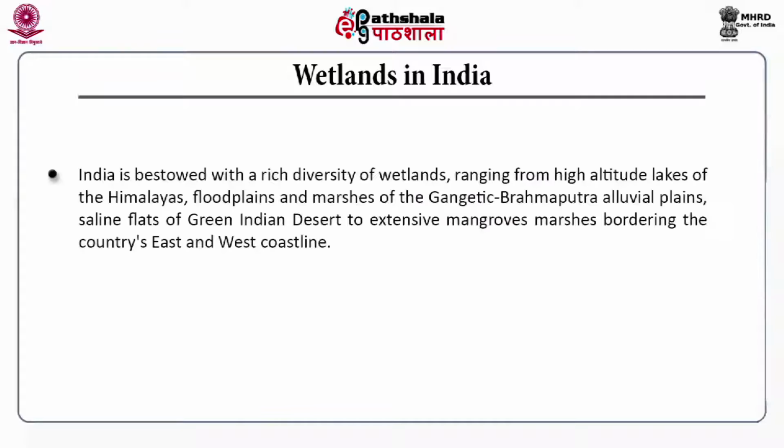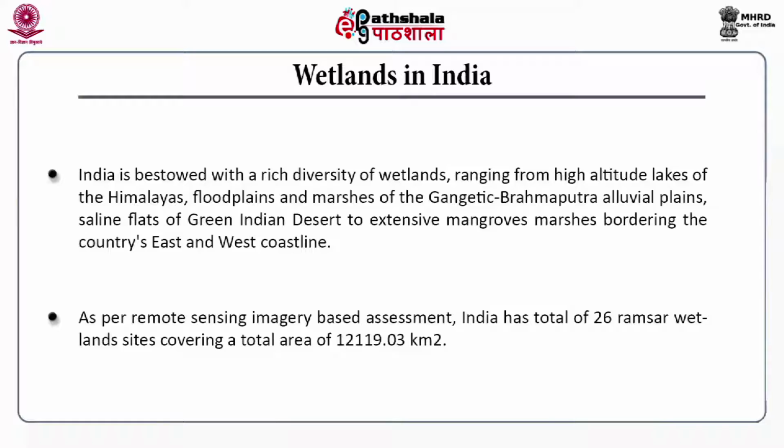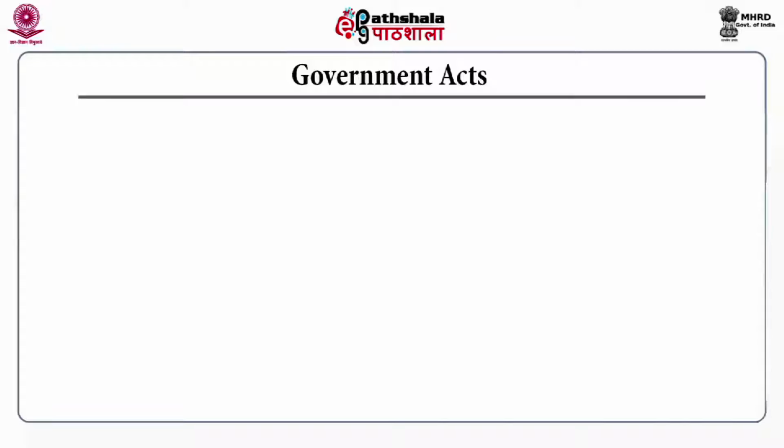Wetlands in India. India is bestowed with a rich diversity of wetlands that range from high altitude lakes of the Himalayas, floodplains and marshes of the Gangetic Brahmaputra alluvial plains, saline flats of the Great Indian Desert, to extensive mangrove marshes bordering the country's east and west coastline. As per remote sensing imagery based assessment, India has a total of 26 Ramsar wetland sites covering a total area of 12,119.03 square kilometer.